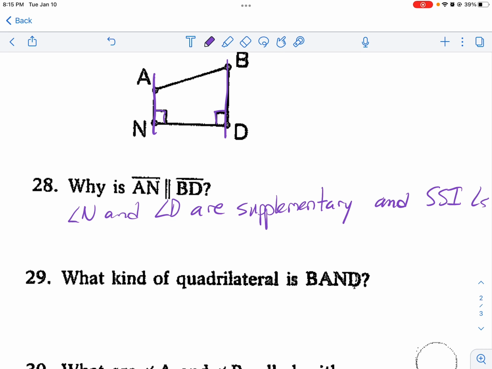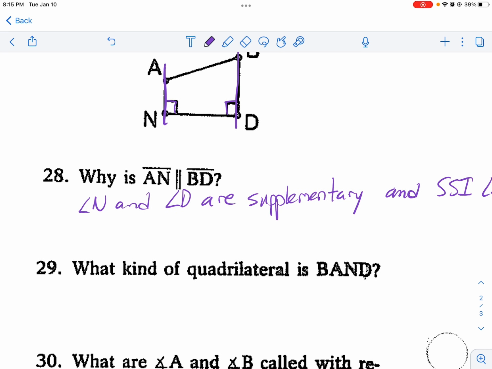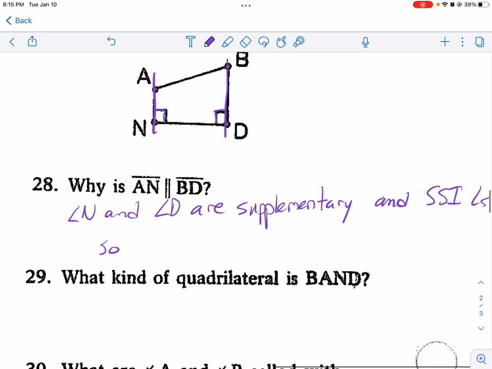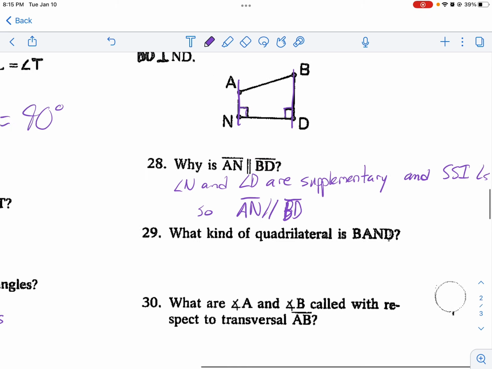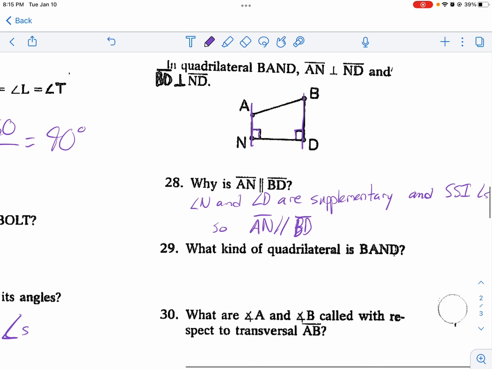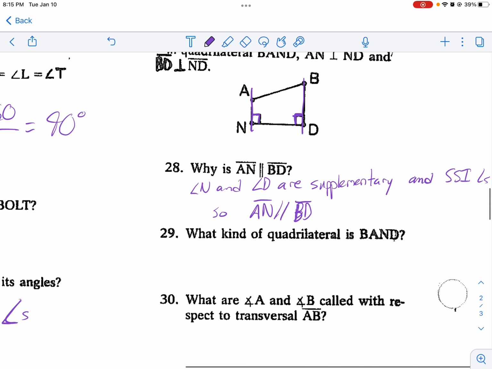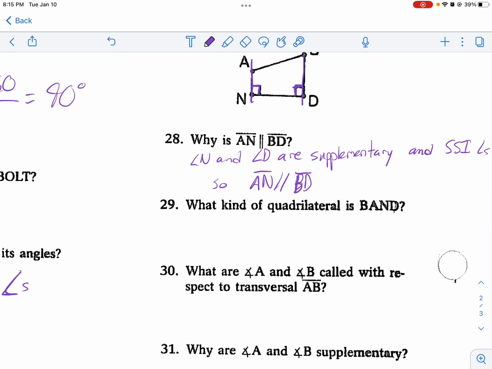I'm just going to write the shorthand. So AN must be parallel to BD. Remember, there's a few ways to prove that a set of lines are parallel. One way is to show that the same side interior angles are supplementary. Another way is to show that the alternate interior angles are congruent, all that good stuff. But for this one, it is showing that the same side interior angles are supplementary.